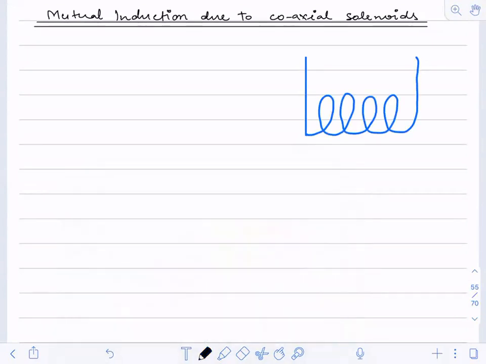So one coil we are having like this. Another coil is like this. See here. Another coil is like this.